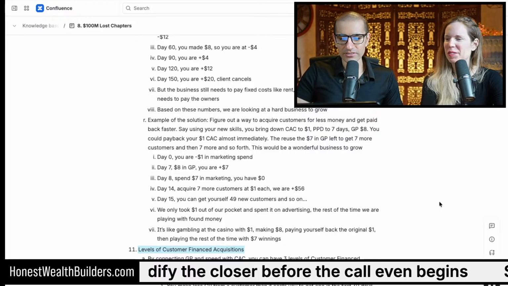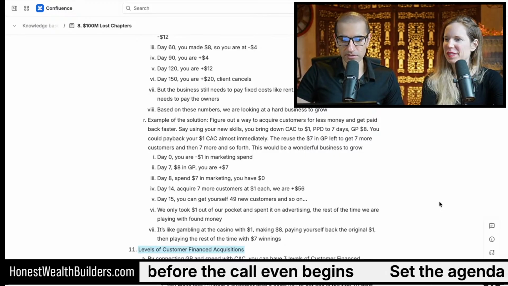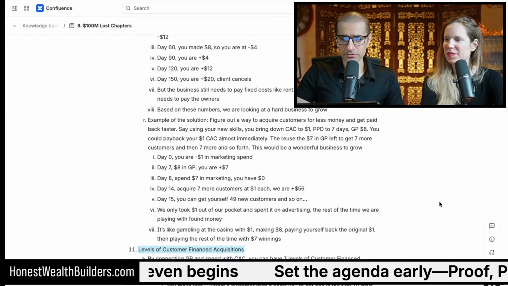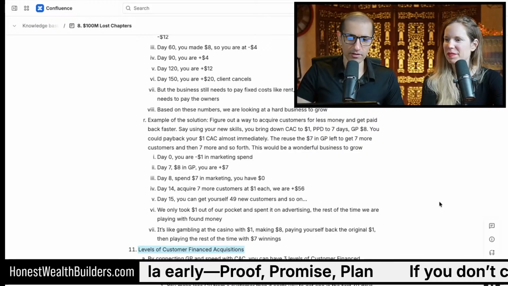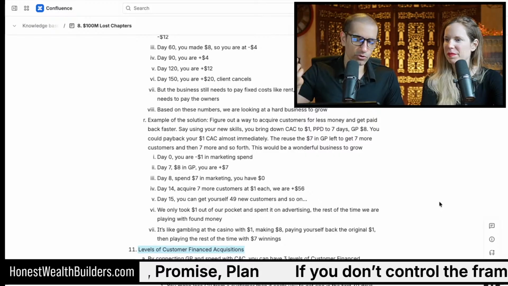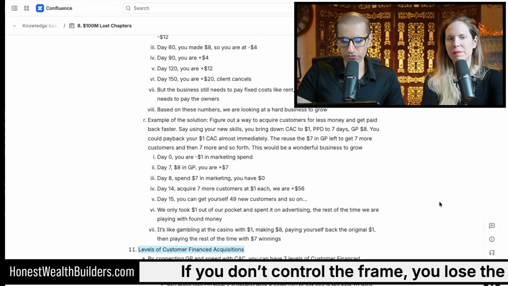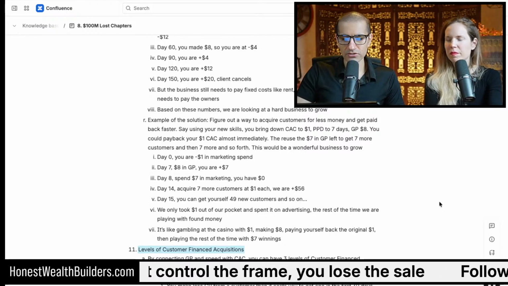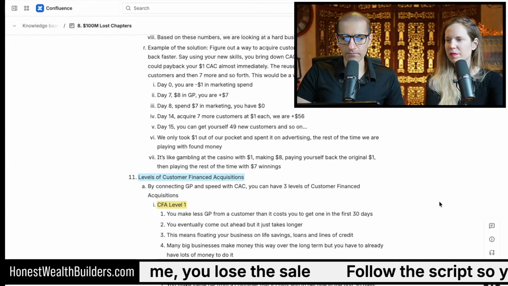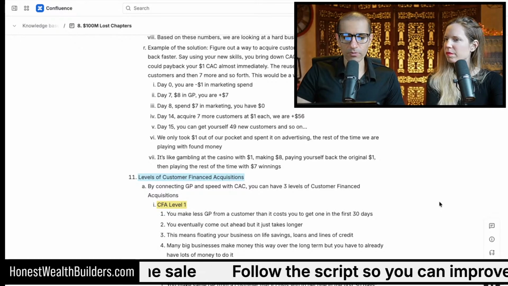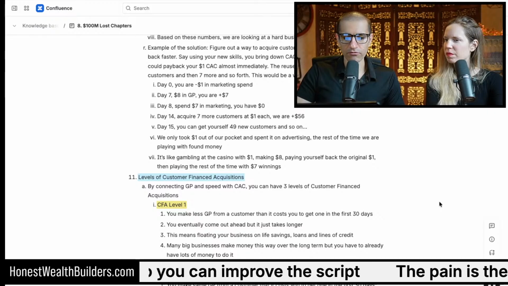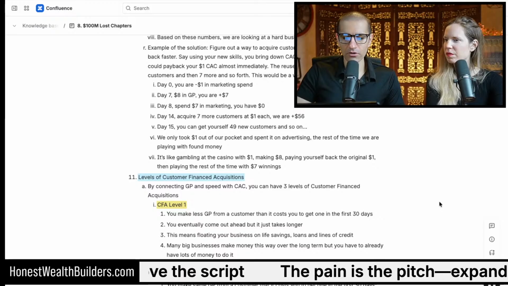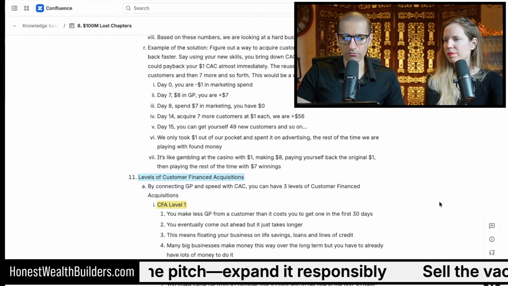Okay. So for example, he talks about the numbers. He talks about if there's a long payback period, and then what if we reduce the payback period, and then we can spend more on marketing, more to acquire customers, and so on. He uses the analogy that it's like we took $1 out of our pocket in a casino and spent it on advertising. The rest of the time we were playing with found money. If you gamble at the casino with $1, you make $8. Pay yourself back the original one, then keep playing the rest of the time with $7 in winnings.